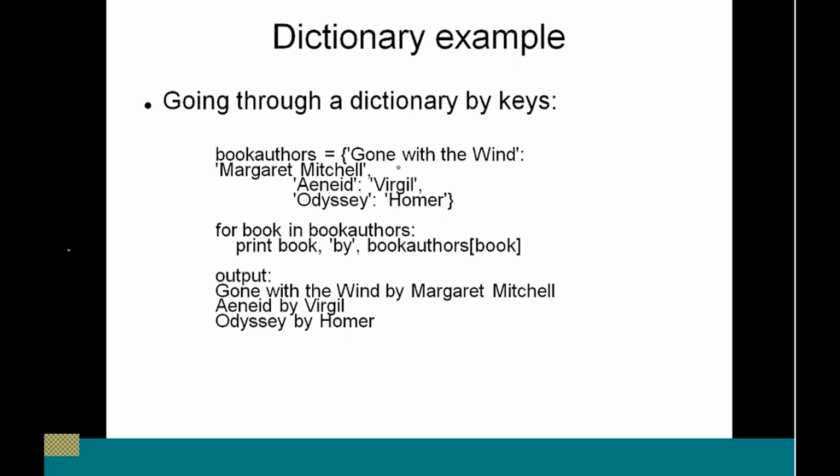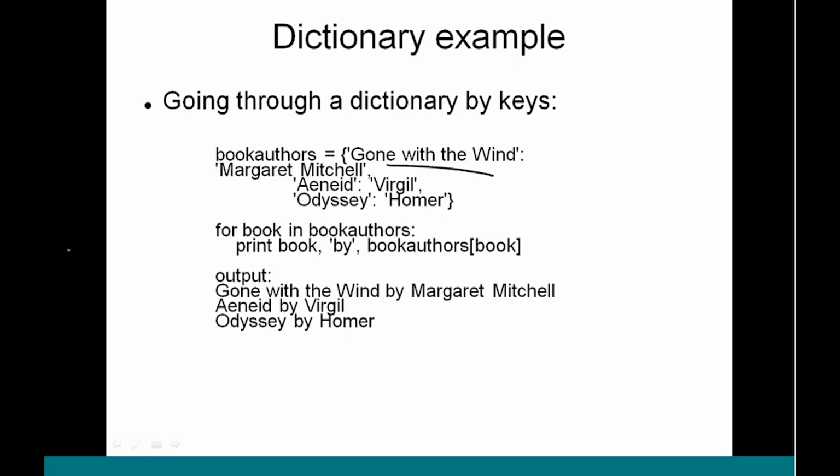So here we can specify Gone with the Wind by Margaret Mitchell, Aeneid by Virgil, and Odyssey by Homer, and then we do for book in book authors. So it knows that the key is going to be the book, and then it gets each one, adds the "by", and then prints the whole thing.